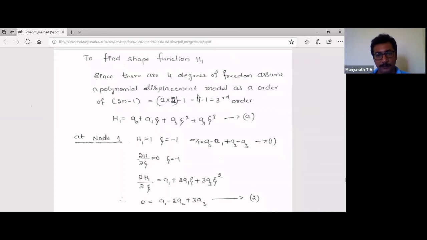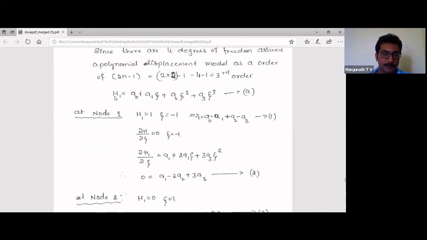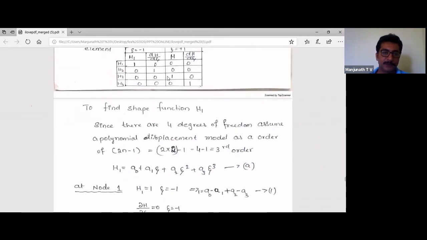So for this particular element, as it has 4 degrees of freedom and 2 nodes, we need to consider up to third order. So for the shape function, the polynomial equation up to third order is a0 plus a1 zeta plus a2 zeta square plus a3 zeta cube. Now apply the boundary conditions by using this table.